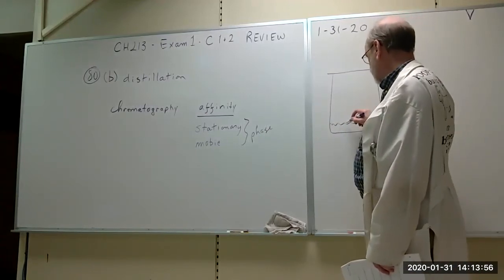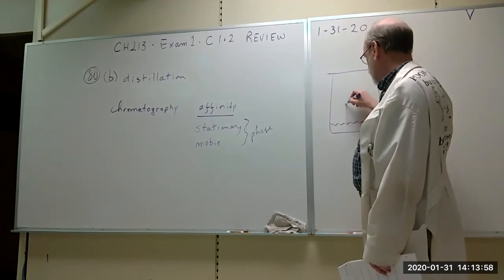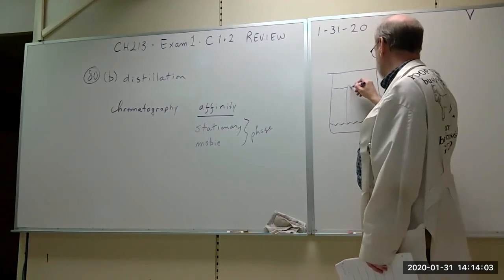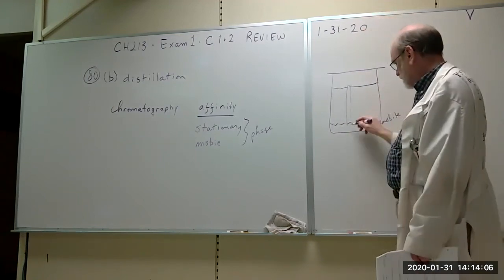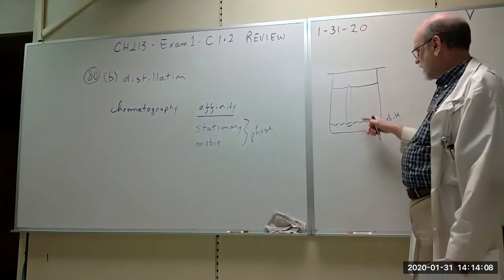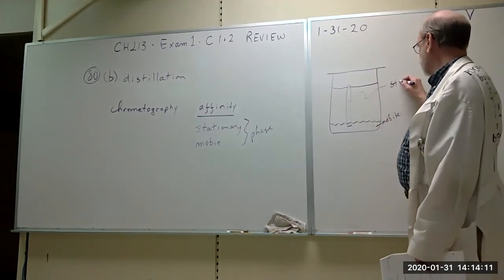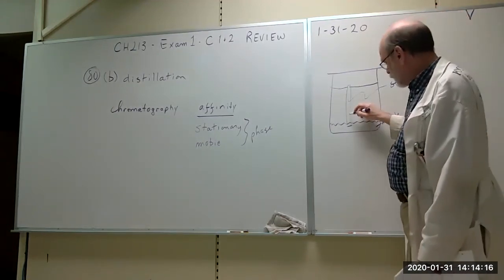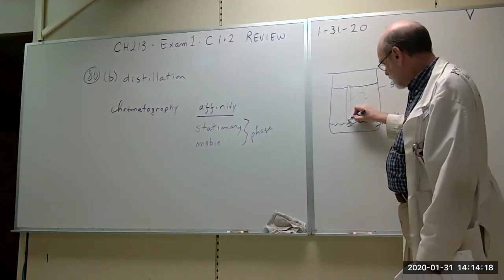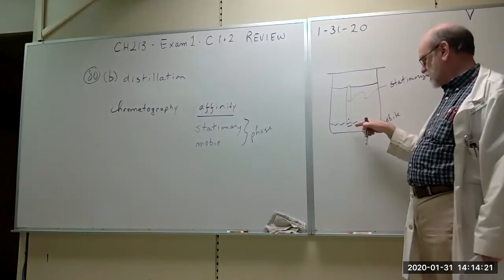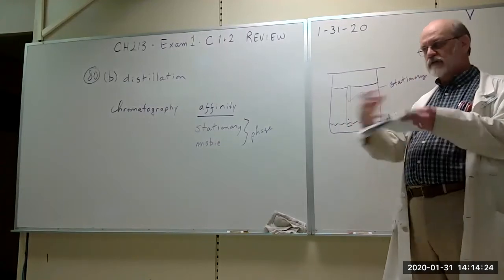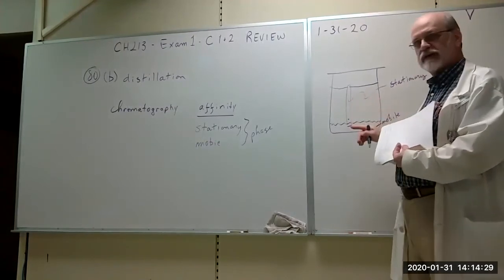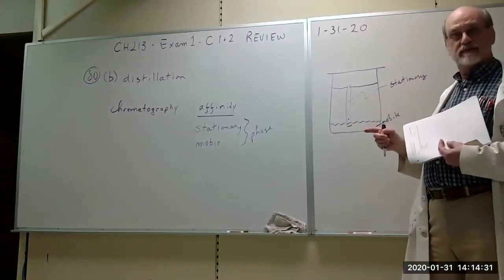So let's just use paper for simplicity. So you dip the end of the paper there, and you have like a wire suspending it. So this is your mobile phase, this is your stationary phase. Right. So you put your mixture up here. You don't want it in here because if you put it in the mobile phase, it'll just dissolve and spread out. You want it to have access to the stationary phase and the mobile phase at the same time.